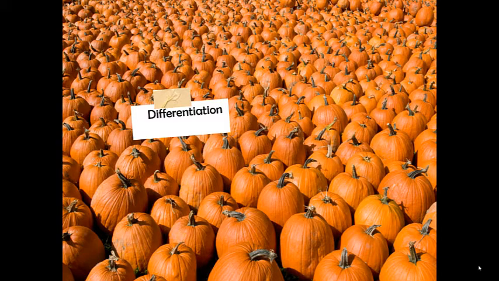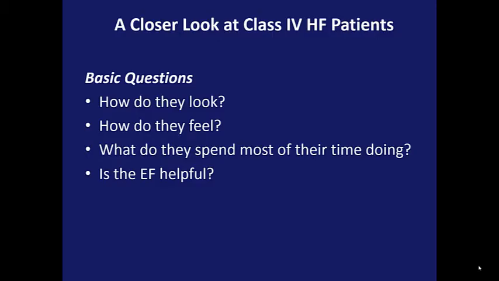So the first thing you have to determine is who's really sick. When they come in, everyone looks the same when they have heart failure, but there are some differences between these patients. There are basic questions that you ask your class 4 heart failure patients. You want to ask yourself, how do they look? Typically, they may be cachectic. They could be overweight, but they have a lot of muscle wasting. So that's a sign that things are not going that well.